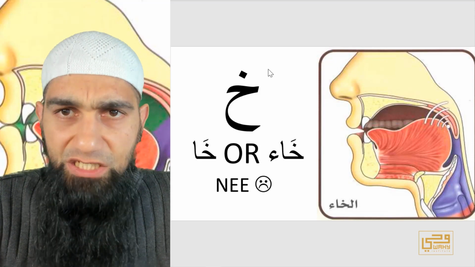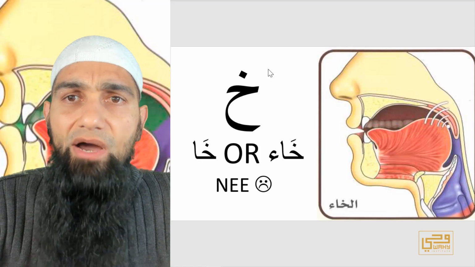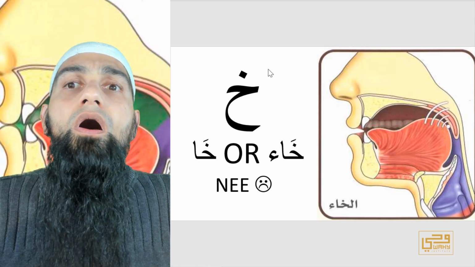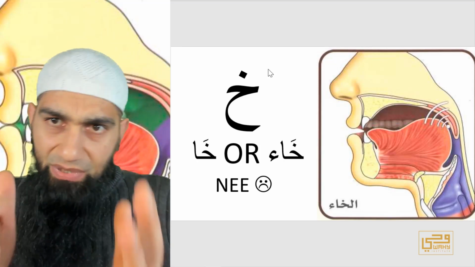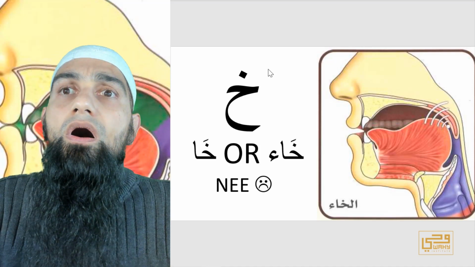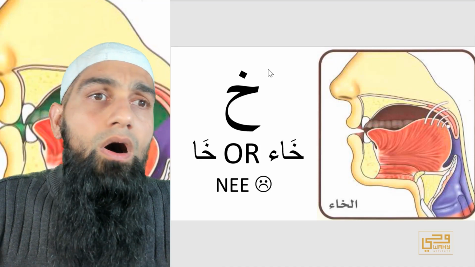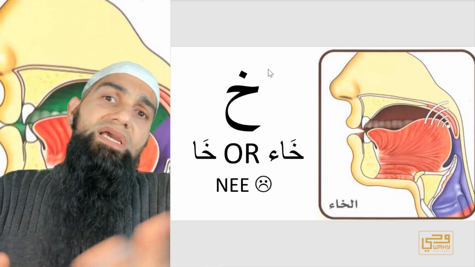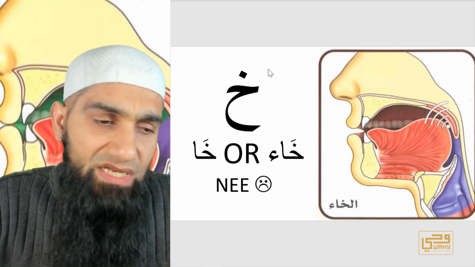Welcome, dear students, to another session in Level 0, the basic course on everything you need to know about the Arabic letters. Today we are with the letter Kha. Now this letter, again, you can pronounce it with a Hamza at the end or without a Hamza at the end. There is no English equivalent to this letter.